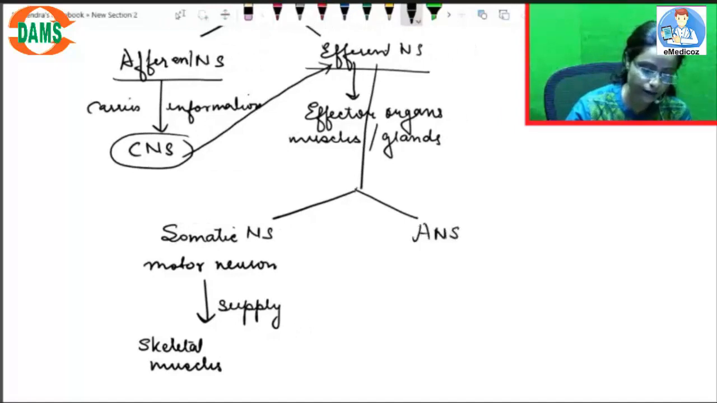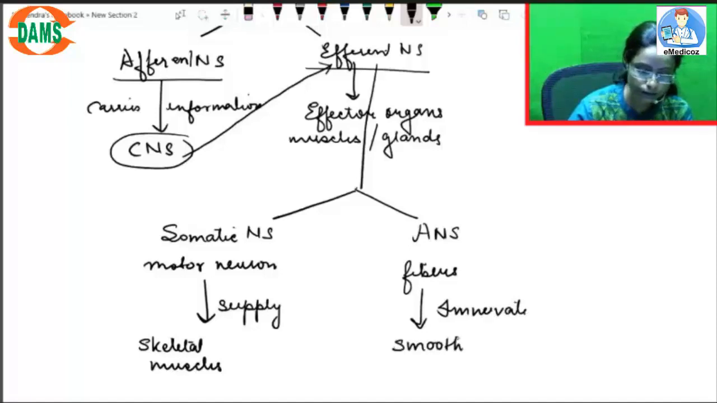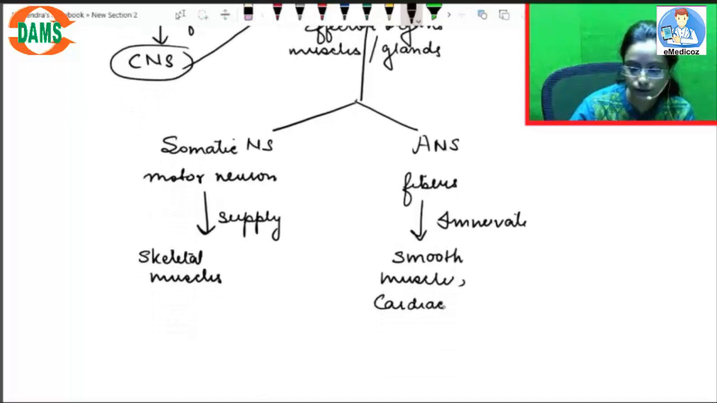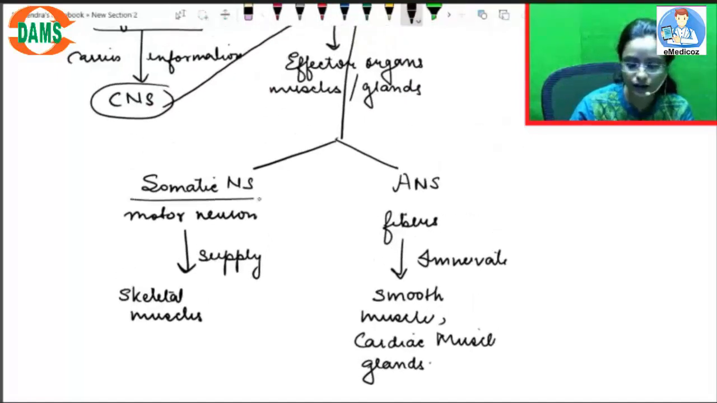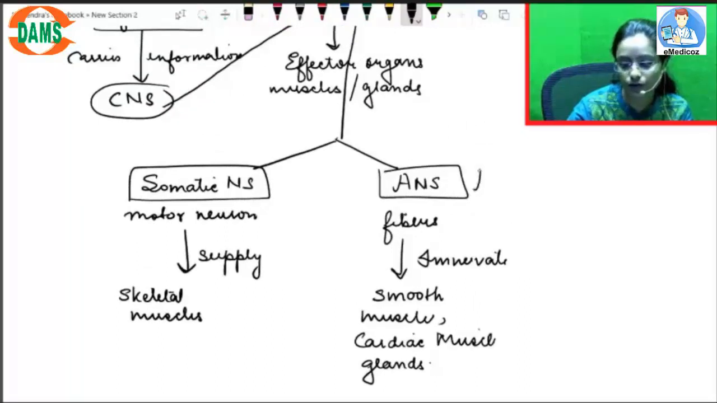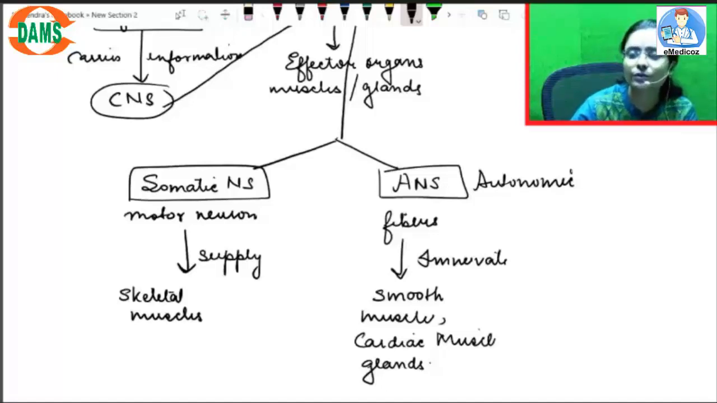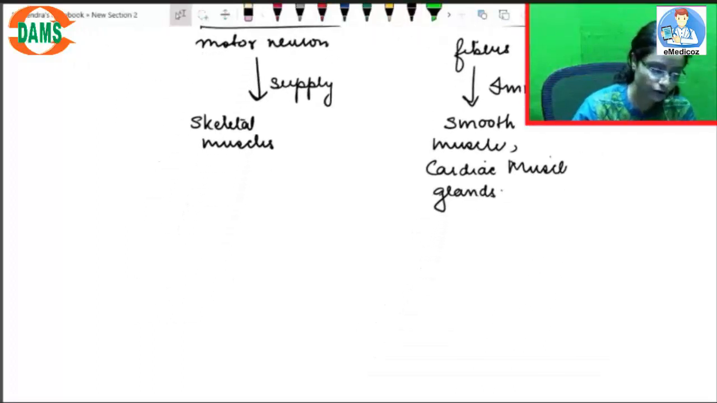Next is ANS fibers. It innervates smooth muscles, cardiac muscle, and glands. नेक्स्ट है, this is somatic and this is autonomic nervous system. ऑटोनॉमिक नर्वस सिस्टम का मतलब हुआ क्या कि जो हमारे वॉलेंटरी एक्शन में नहीं है, हार्ट, डाइजेस्टिव सिस्टम, रेस्पिरेटरी सिस्टम. नाउ द हिस्टोलॉजी ऑफ नर्वस सिस्टम.